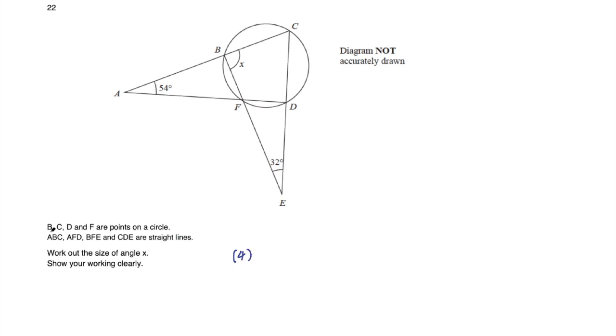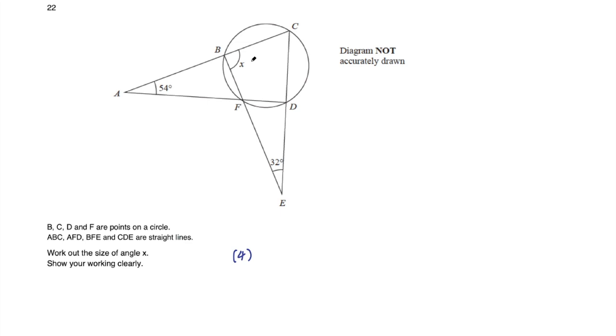Okay, this question says B, C, D, and F are points on a circle. ABC, AFD, BFE, and CDE are straight lines. Work out the size of angle X. Show your working clearly. Okay, so all of these points are on the circle. These are all straight lines, and this is the angle we're looking for. And by the way, I didn't mention this at the start, but give these questions a go if you're revising. Pause the video, give it a go yourself.